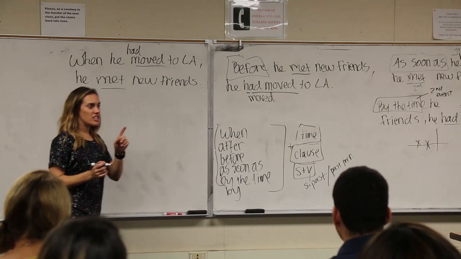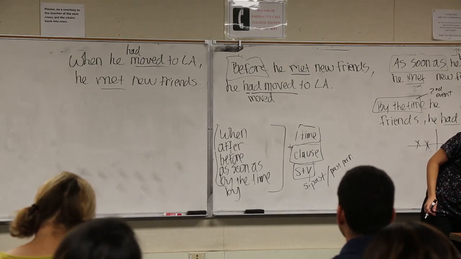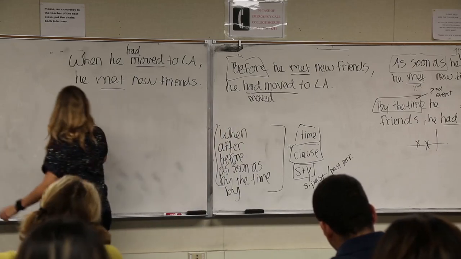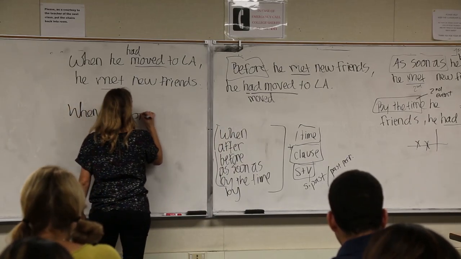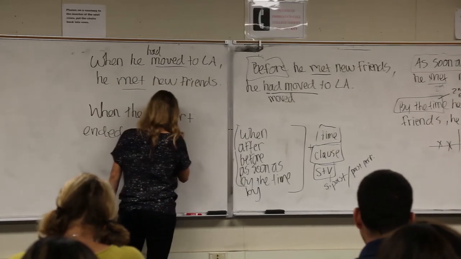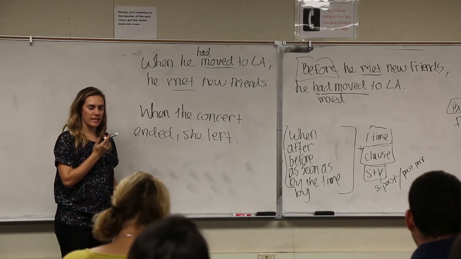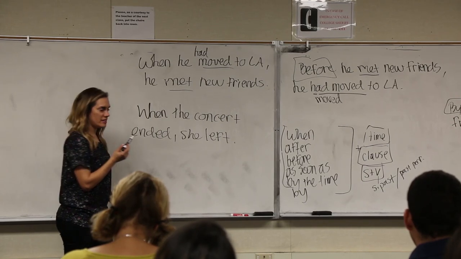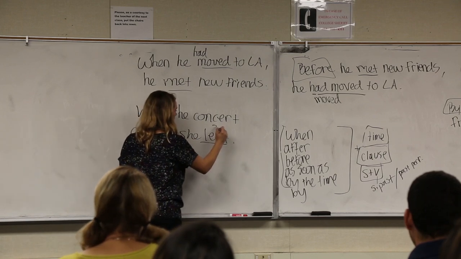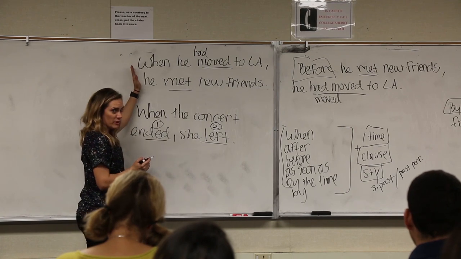Okay. Now let's look at another example with when. Your book has a good one. When the concert ended, she left. Which one happened first? Which one happened second? The concert ended first. She left second. Okay. So first, second. But just like this one, it changes.